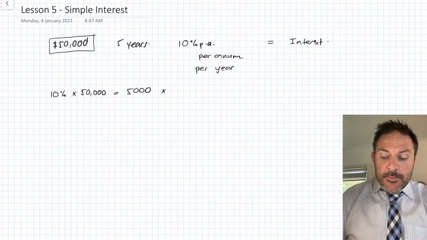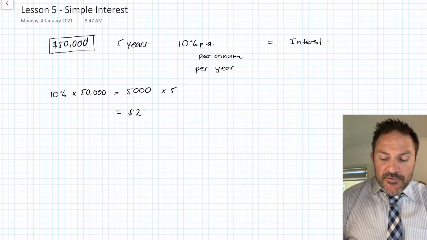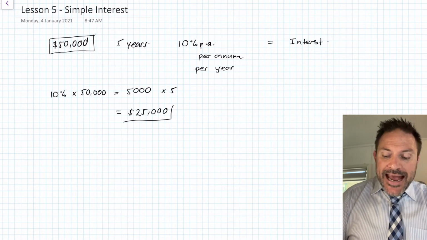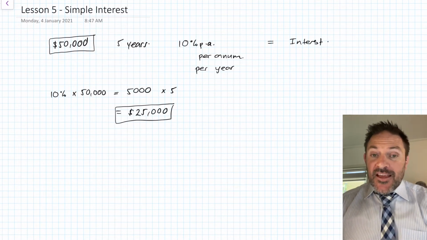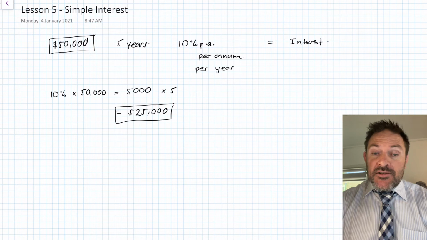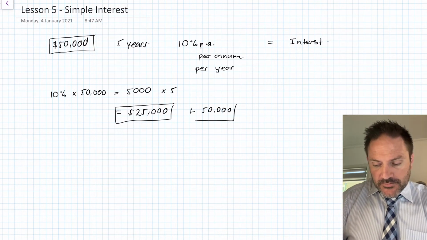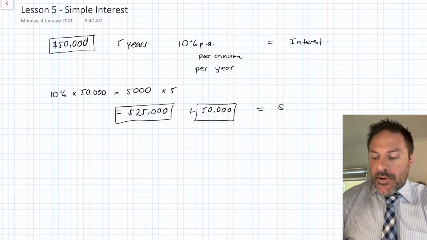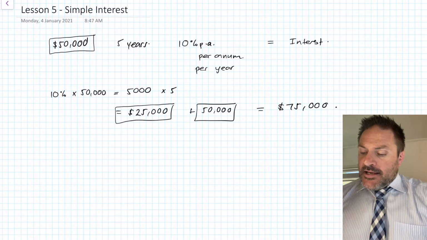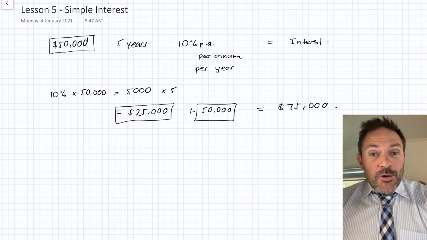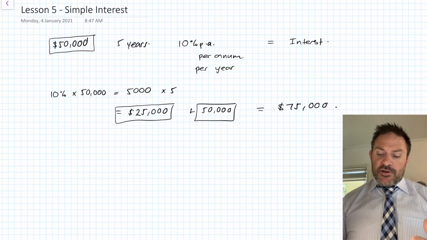I'm going to times that by 5 for 5 years, which means over the course of the 5 years, I'm going to be paying back an extra $25,000. Don't forget that you have the initial $50,000 that you owe them, which means in total we actually owe the bank $75,000. That's a lot of money, but of course, the bank is not going to lend you that money for nothing. So this is like a generalized sort of question.